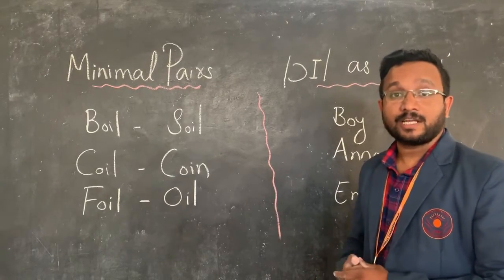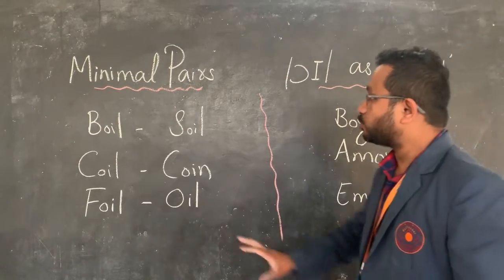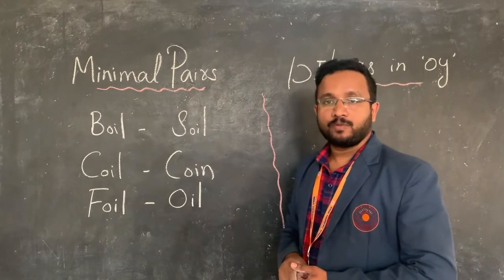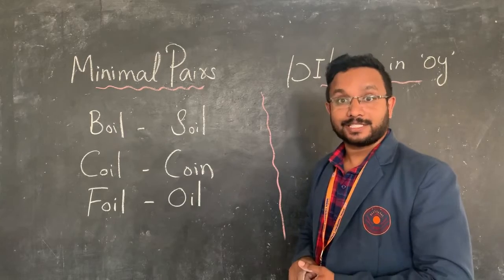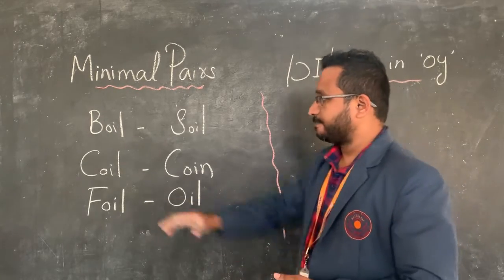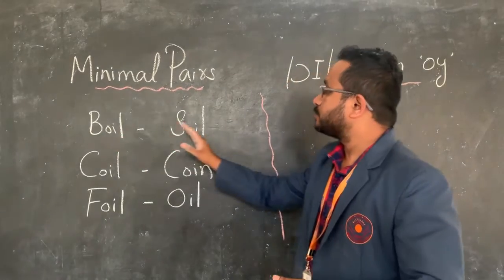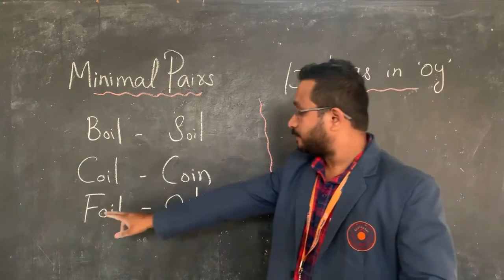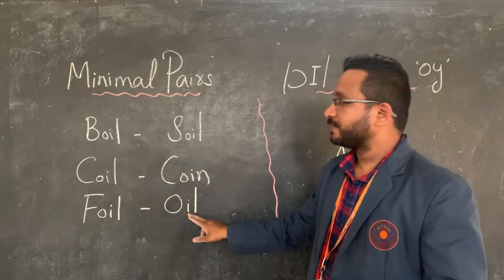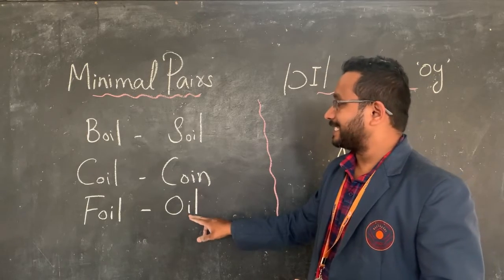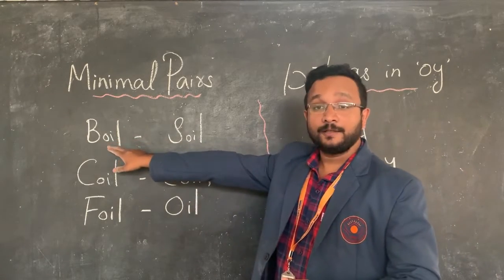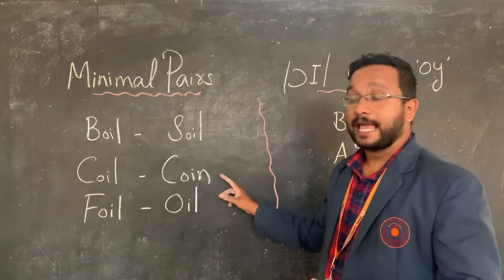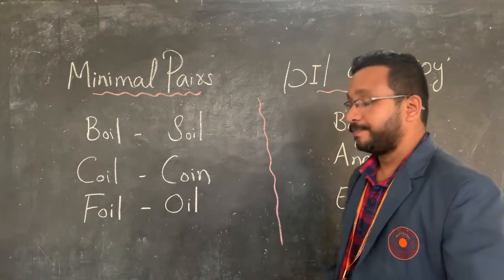Dear students, now let's see a few activities. The first one is minimal pairs. Minimal pairs, okay? So all of them are from the family of the sound oi. Oi as in boil, soil, coil, coin, and foil, oil. Once again, repeat the examples. Boil, soil, coil, coin, and foil, oil.